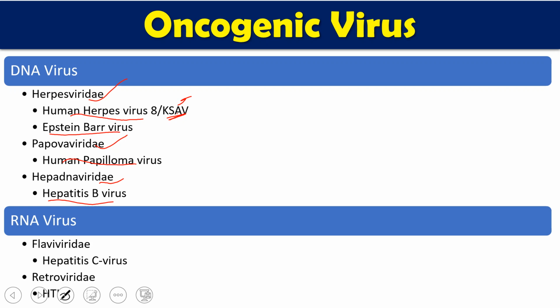These are DNA viruses. Whenever we are talking about RNA viruses, there we have two broad classes, that is Flaviviridae and Retroviridae. In the case of Flaviviridae, we have hepatitis C virus, and in Retroviridae we have HTLV, human T lymphocyte virus. Now, if we see both, DNA virus and RNA virus affect differently, meaning the mechanisms of action of DNA virus and RNA virus are different.